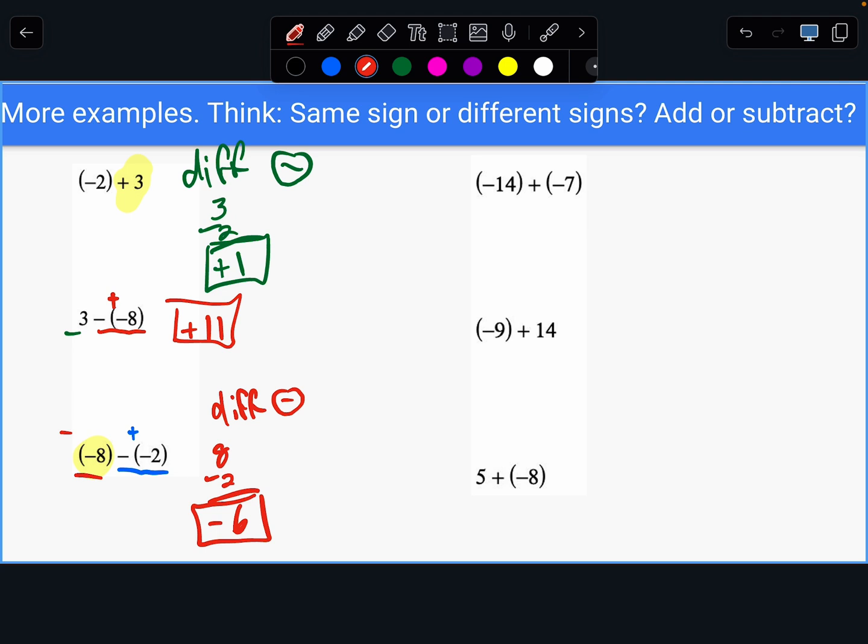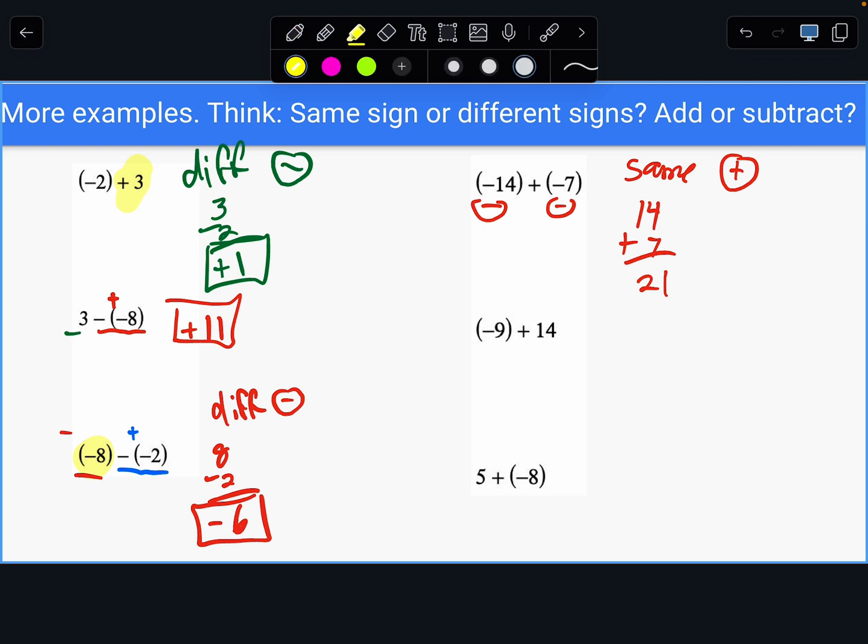Next, we have a negative. We have a negative. Those are same sign. Same sign means that we add. We ignore the signs. We just do 14 plus 7, which gives us 21. Then we look at the sign. We see that both of them are negative. Therefore, our answer must be negative.